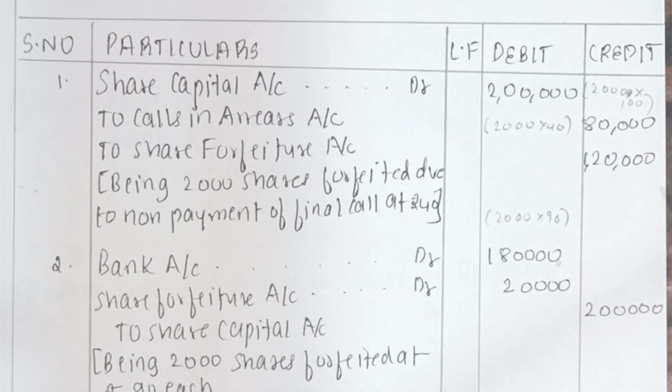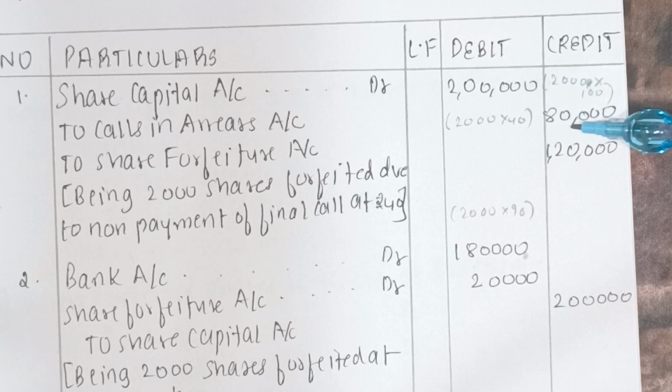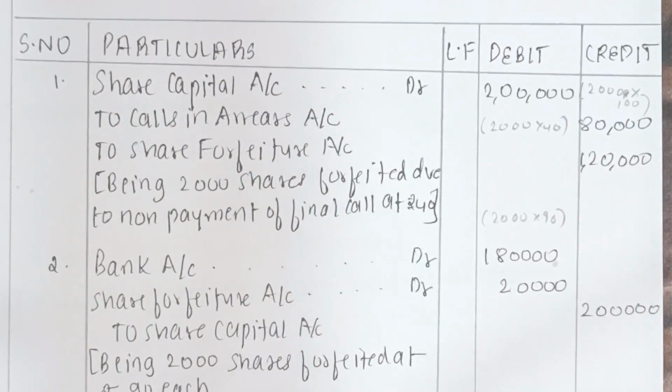Done. So then how do you get this amount? That is debit minus credit. So 2 lakhs minus 80,000 will give you 1,20,000. I hope this is clear.